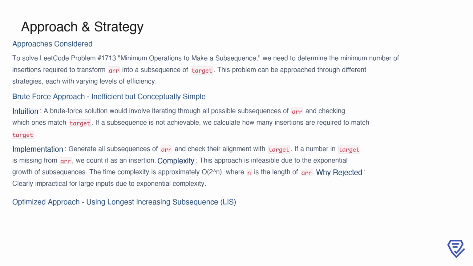While this approach is conceptually simple, it's practically infeasible because the number of subsequences grows exponentially with the size of ARR. The time complexity of O(2^n) makes this approach unsuitable for large inputs, so it is quickly dismissed in favor of more efficient solutions. This leads us to consider optimized strategies, particularly those leveraging the properties of subsequences.